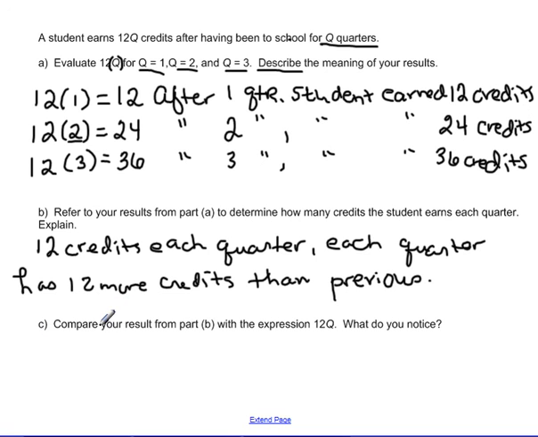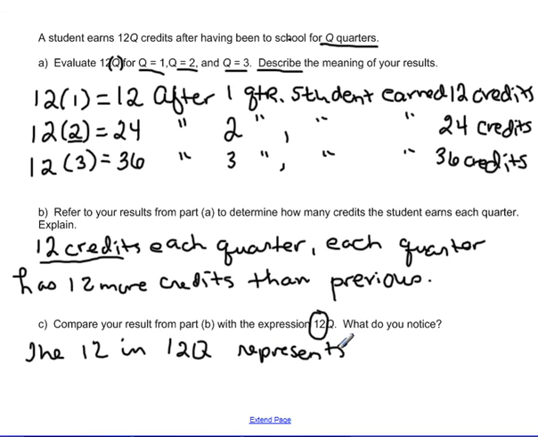Let's go down here. Compare your results from Part B with the expression 12Q. What do we notice? Well, notice that 12 credits each quarter. Look at that part of my expression. That 12, the number of credits each quarter, is right there in my expression. So we could say that the 12 in 12Q represents the number of credits each quarter.